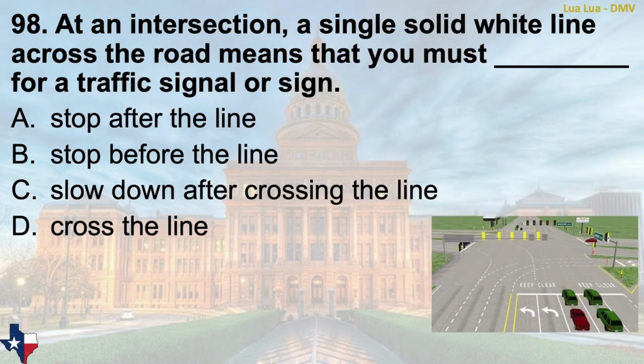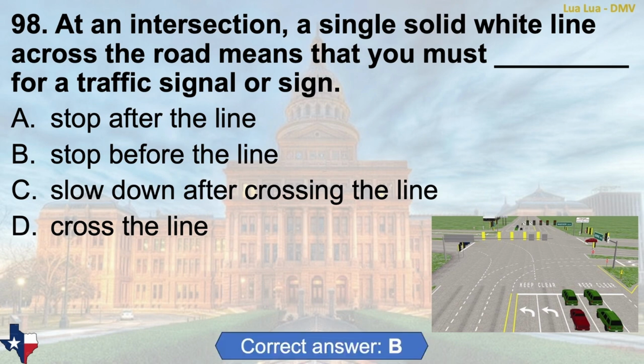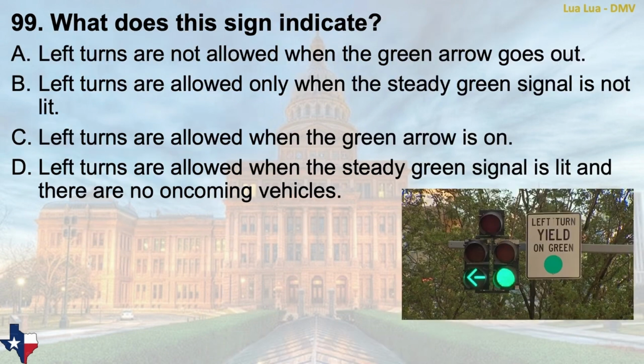Question 98. At an intersection, a single solid white line across the road means that you must blank for a traffic signal or sign. A. Stop after the line. B. Stop before the line. C. Slow down after crossing the line. D. Cross the line. The correct answer is B. Stop before the line.